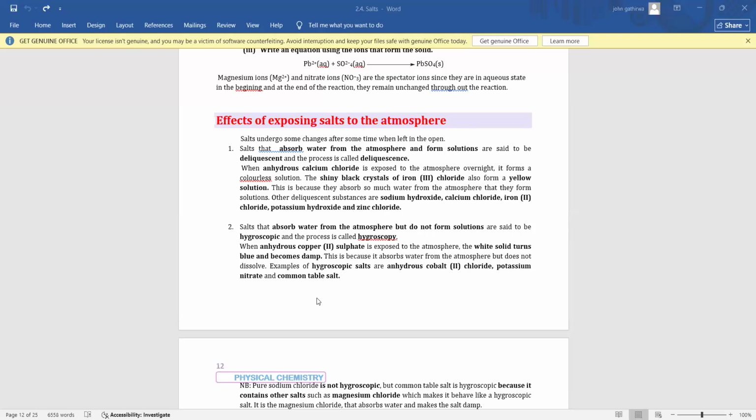Bubble excess carbon (IV) oxide through the solution to obtain sodium hydrogen carbonate solution. Heat the solution to saturation and allow it to cool to obtain sodium hydrogen carbonate crystals. Filter out the crystals and dry them between filter papers. That is the alternative procedure.